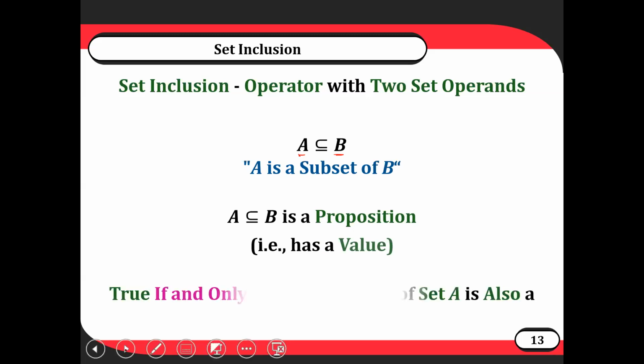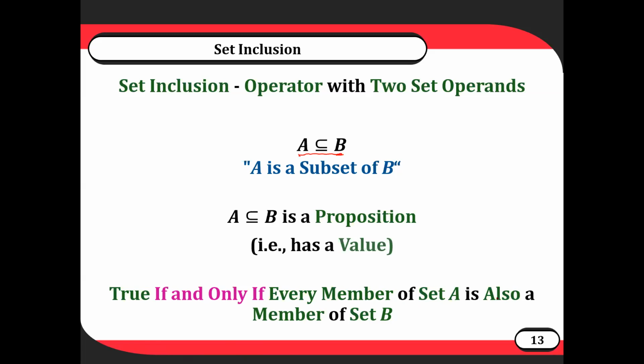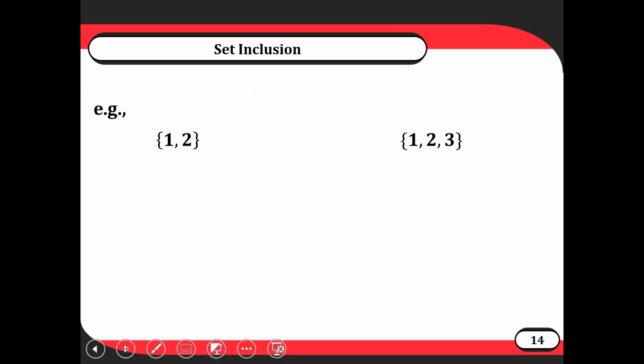So if I write A is a subset of B, then that's going to be true if and only if every member of set A is also a member of set B, and it's going to be false otherwise. Okay, so here are two sets. So we would say that this set here is a subset of 1, 2, 3 because every member of this set is also in this set.